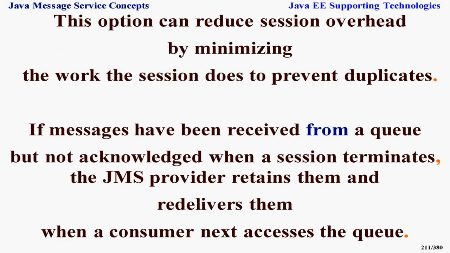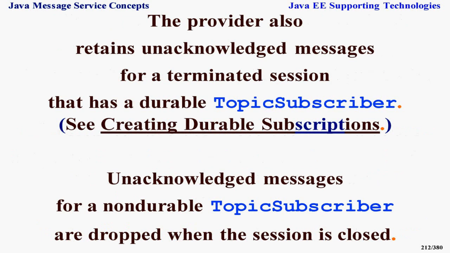If messages have been received from a queue but not acknowledged when a session terminates, the JMS provider retains them and redelivers them when a consumer next accesses the queue. The provider also retains unacknowledged messages for a terminated session that has a durable topic subscriber. See Creating Durable Subscriptions. Unacknowledged messages for a non-durable topic subscriber are dropped when the session is closed.